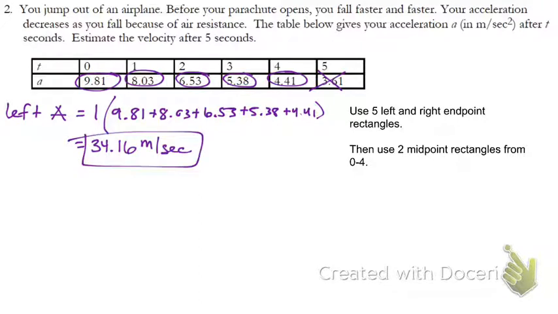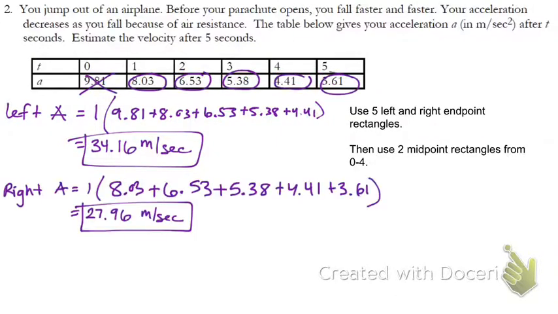Alright, why don't you pause the video here and then try the right endpoint rectangles, and we'll come back together again at the end to do the midpoint rectangles. So pause the video and then unpause it once you have your right endpoint rectangles. Alright, so if you're back with us again, from the right, I got that we're using all the numbers except the one on the very left, because from the right we use all the right numbers. And I got that it was 27.96 meters per second.